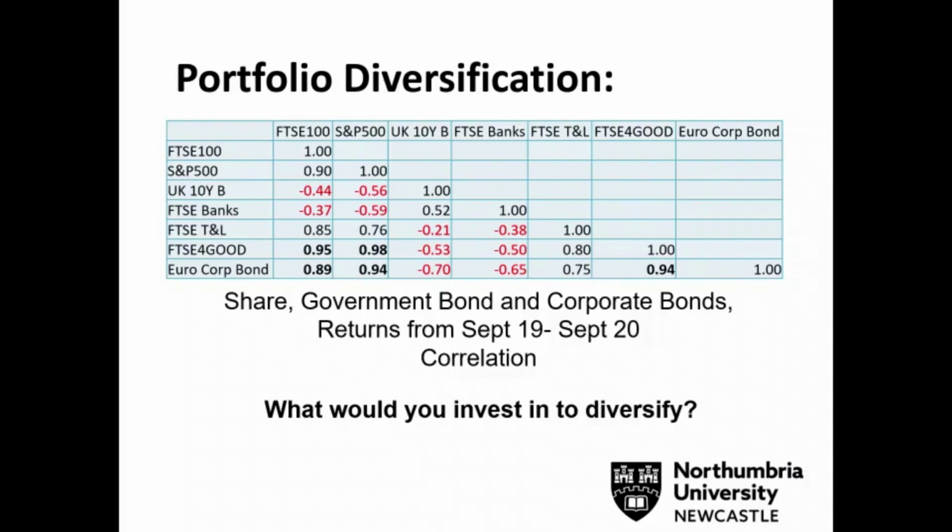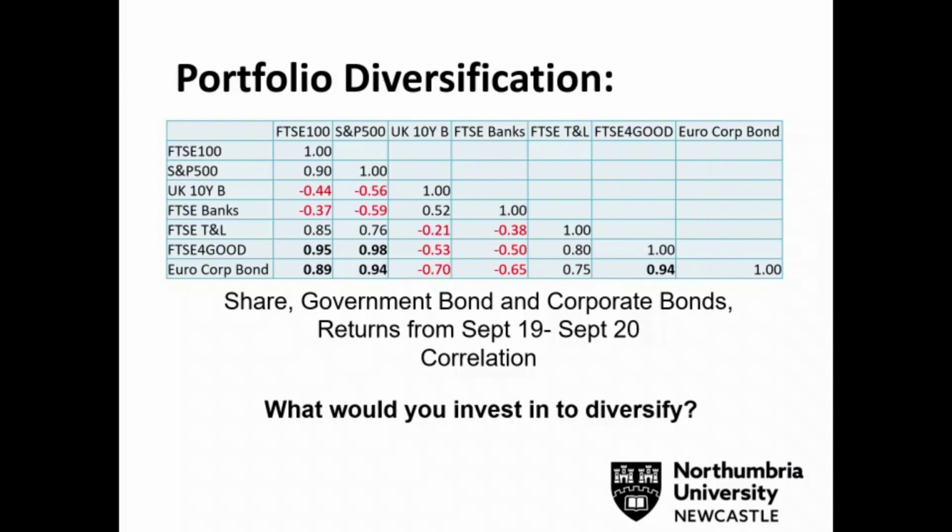But what I've done is get the data for the benchmarks, and I've got the likes of the 10-year bond rate in the UK, the FTSE Bank, so the banking sector in the FTSE, telecoms and leisure, the FTSE4Good ethical fund, and the European corporate debt benchmark. I've just run the correlation calculation between the returns for a year, and then you can see which are more positively correlated and which are negatively correlated with one another.